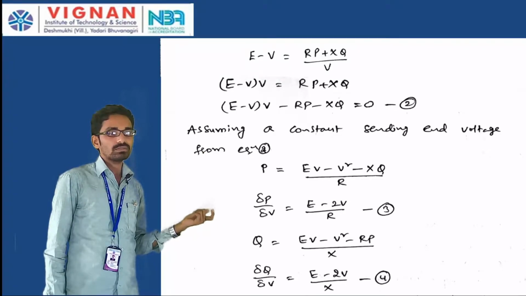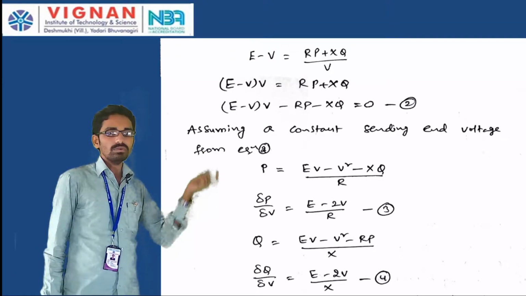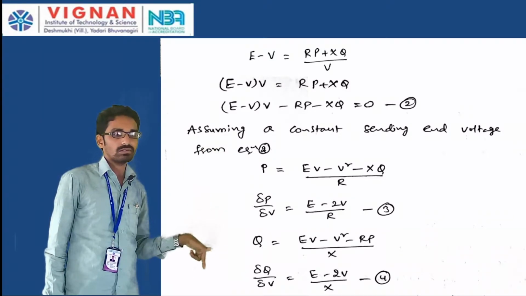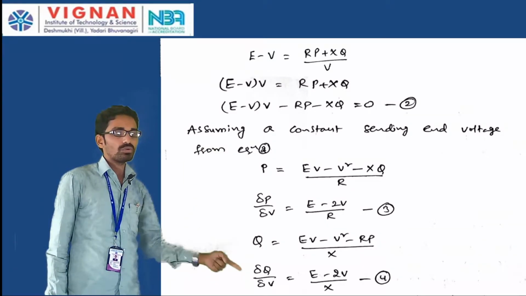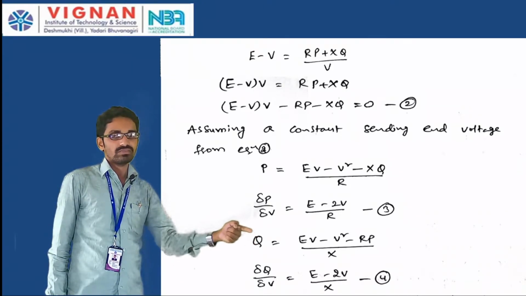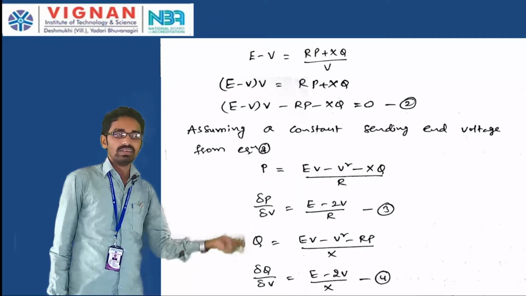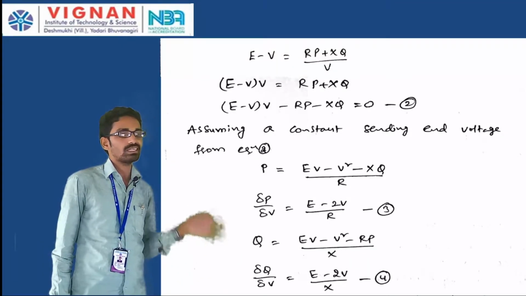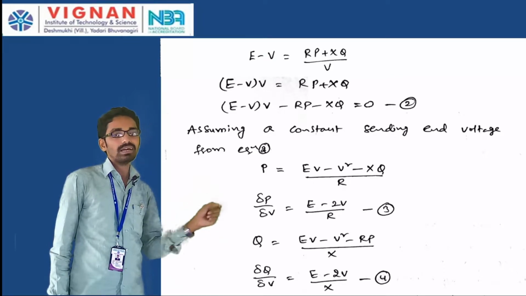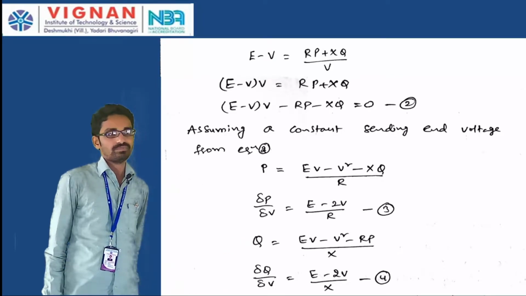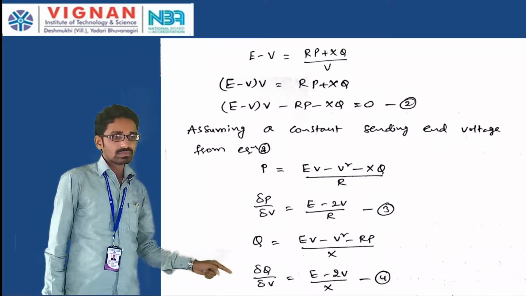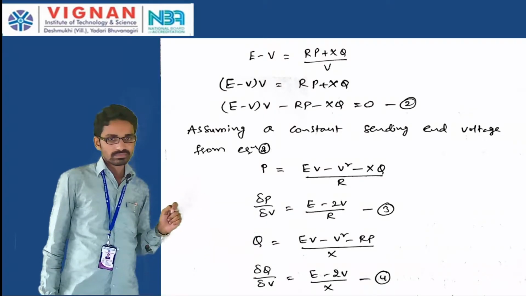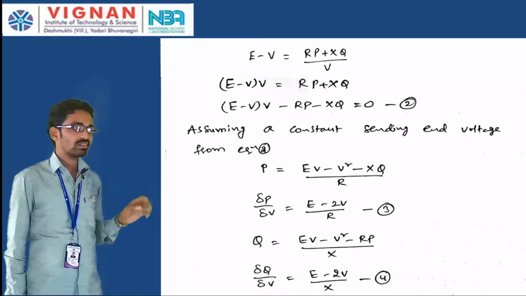Q with respect to V, we get Q = EV - V² - RP by X. If I differentiate Q with respect to V, that is the partial differentiation, we get E - 2V by X. So, E - 2V by X, right. Let us consider that as equation 4.